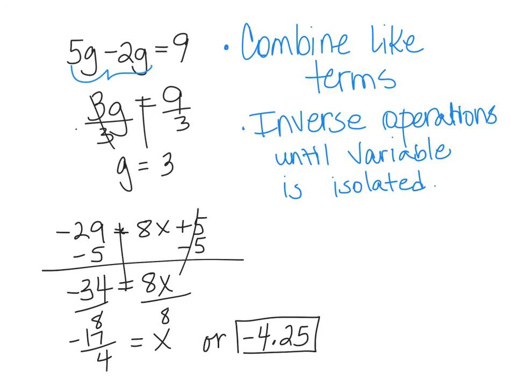Okay, so we did the inverse operations until it was isolated. So this was actually a two-step. It's kind of a two-step, not just a one-step equation. One more, m divided by 3 equals negative 5. So here we'll multiply both sides by 3, and we get m equals negative 15.